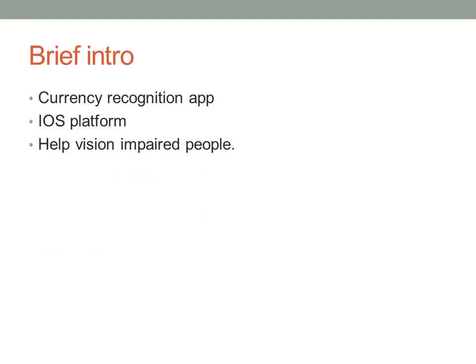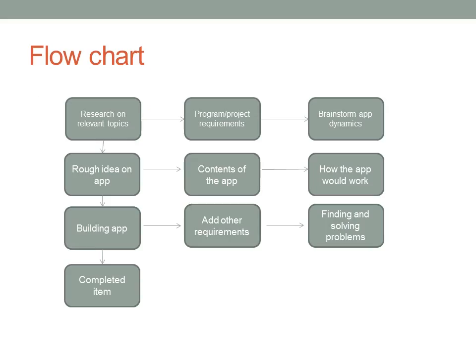Okay, so a brief intro on my project: it is basically an app to do currency recognition. It's supposed to be an app that identifies currency notes with the use of image processing technology, and it's supposed to help vision impaired people. The platform that we will be doing for is the iOS platform. And yeah, if we go to the next slide, we will look at the flowchart.